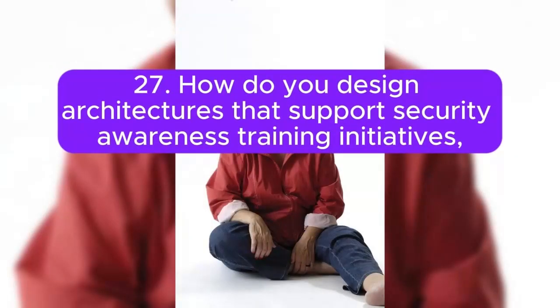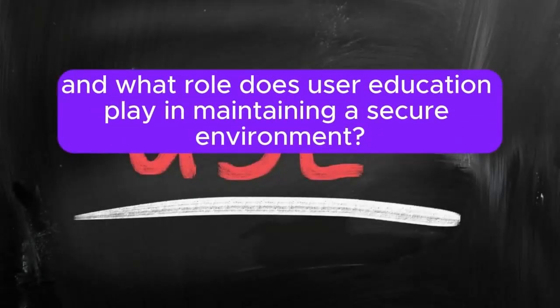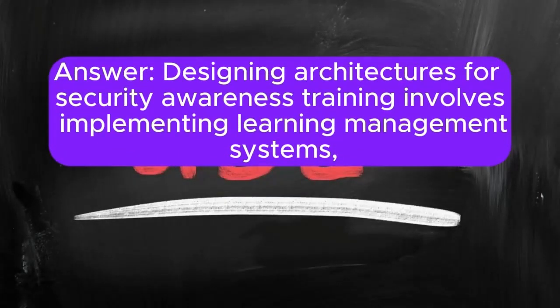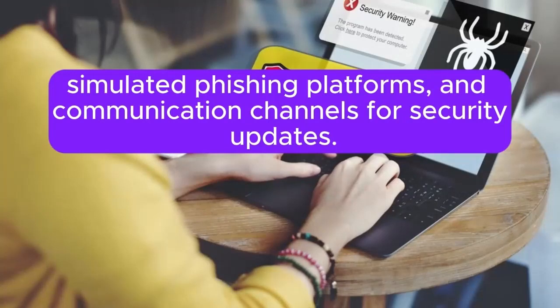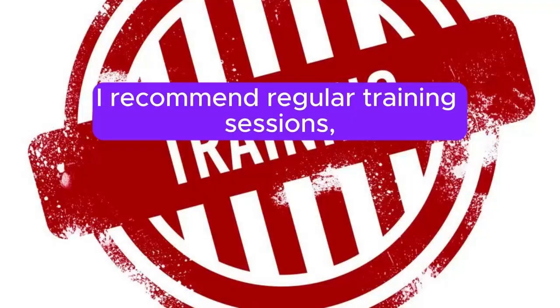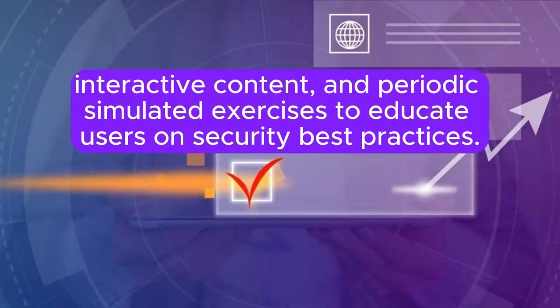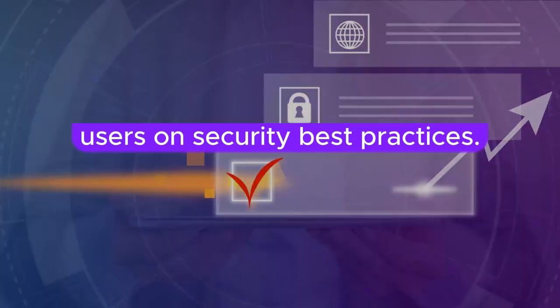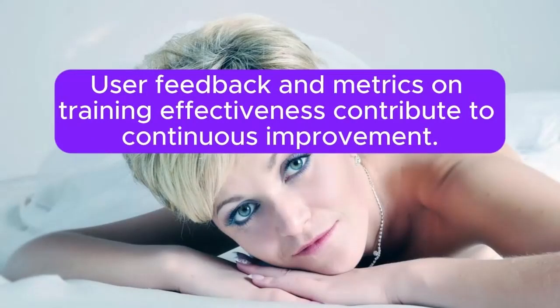27. How do you design architectures that support security awareness training initiatives? And what role does user education play in maintaining a secure environment? Answer. Designing architectures for security awareness training involves implementing learning management systems, simulated phishing platforms, and communication channels for security updates. I recommend regular training sessions, interactive content, and periodic simulated exercises to educate users on security best practices. User feedback and metrics on training effectiveness contribute to continuous improvement.